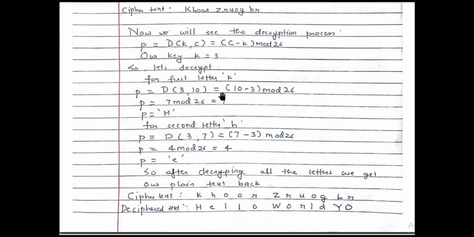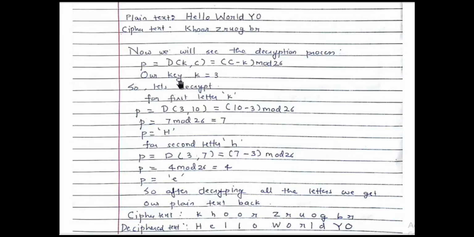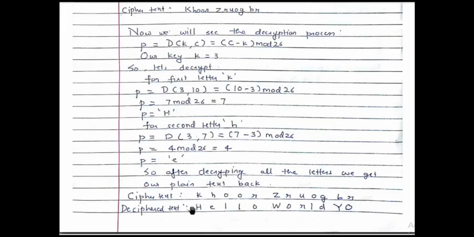Okay, so how does it work? 10 minus 3 mod 26, that is 7 mod 26, that is 7. So the plain text recovered after decryption for K is H. For the second letter it would be 3, that is the key, and 7, that is H. That is 7 minus 3 mod 26, that is 4 mod 26. So we get letter E. Again, here the ciphertext K gave H, from H we got E, from O we got L. Similarly we can decrypt everything over here and we get our original text back deciphered.